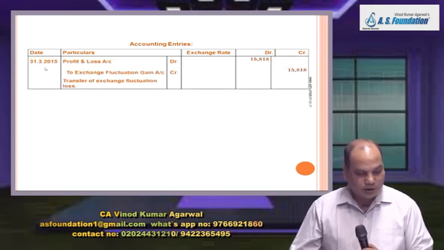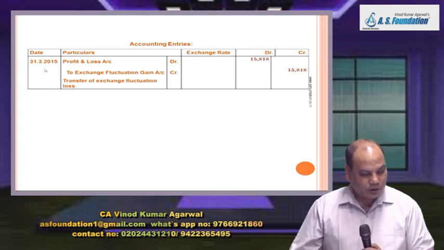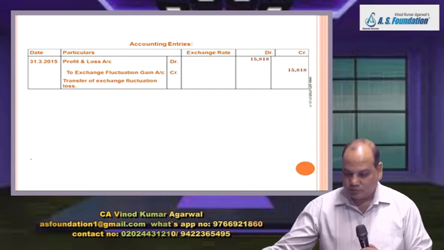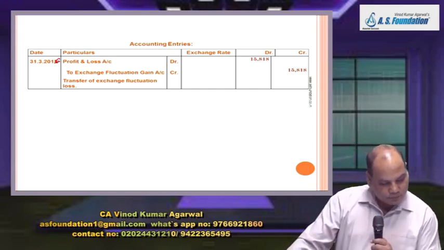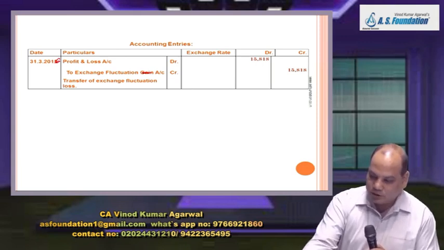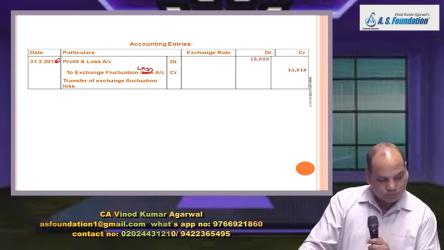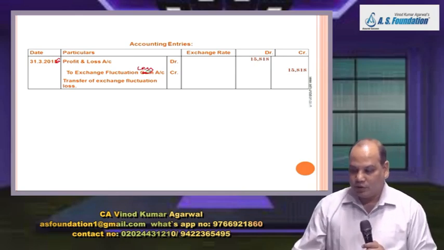At the end of that year, 31st March 16, P&L account debit to exchange fluctuation gain account. Is it gain or loss? Loss. Only here it is written gain. Yes or no? So you make it loss. Is it 15,818? Okay, very good.